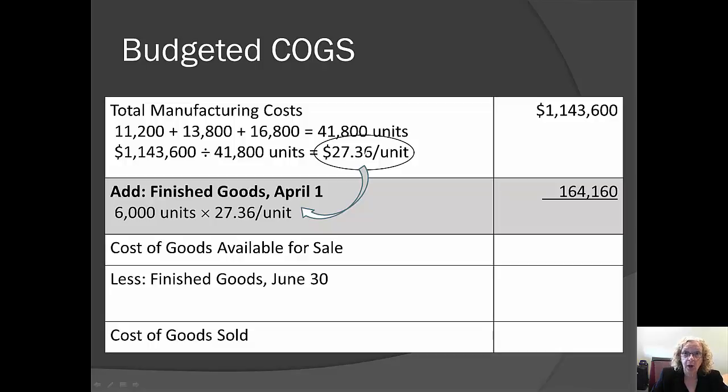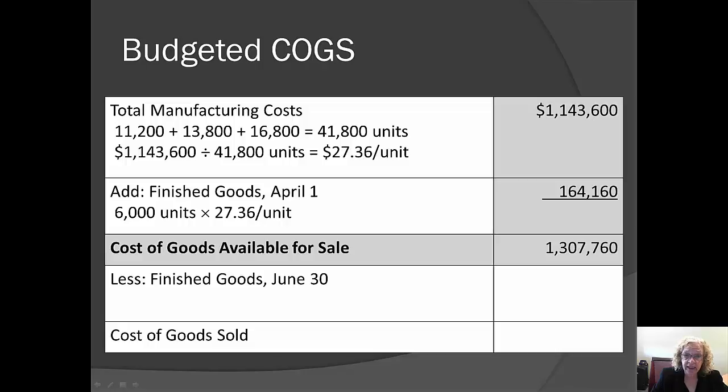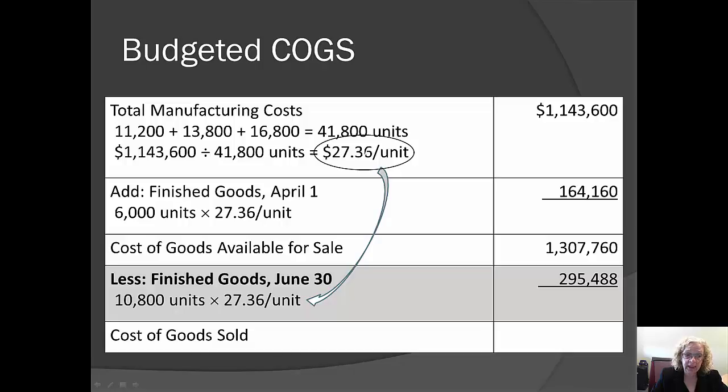So if we take all of the manufacturing costs that we used during these 3 months and add to it the dollar value of the finished goods that were already available in April, that gives us the total cost of goods available for sale. However, we also know that we expect to have 10,800 units in finished goods at the end of June going into July.